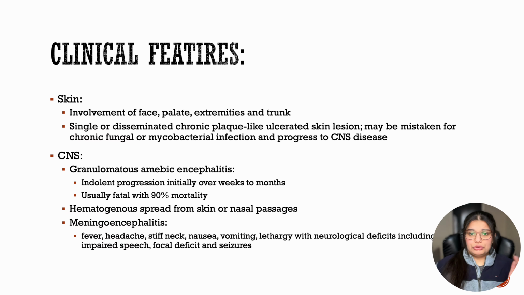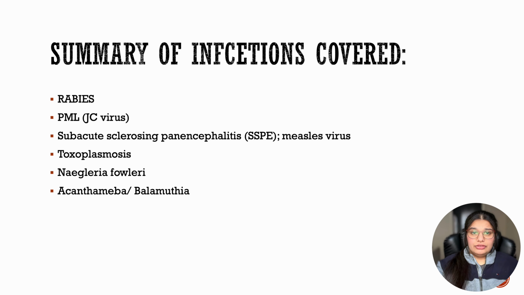I've already shown you that before, and that's the granulomatous amebic encephalitis. It's an indolent progression initially, over weeks to months. It's a slowly progressive disease, usually fatal with a 90% mortality rate, and again it spreads through blood, through skin or nasal passages. And when meningoencephalitis has developed, the symptoms will be fever, headache, stiff neck, nausea, vomiting, lethargy, and focal neurologic deficits. So this is how the overall disease would present, and that's all for today.